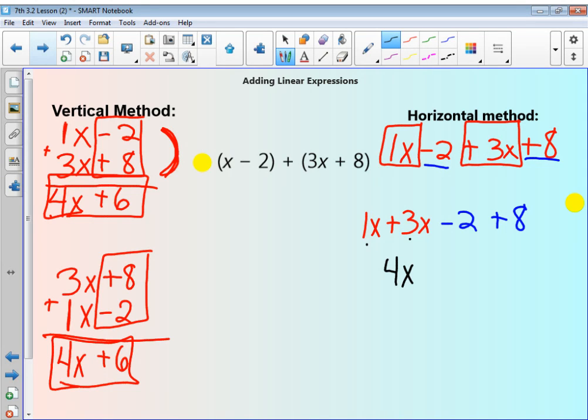And then remember, this has to be included with my 2. So it's a negative 2 plus 8. Those are different symbols. Find the difference, which is 6. The larger number was positive. Take note, we got the exact same answer.